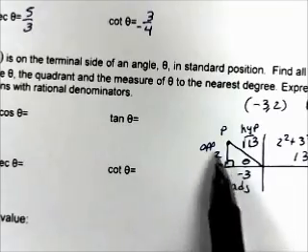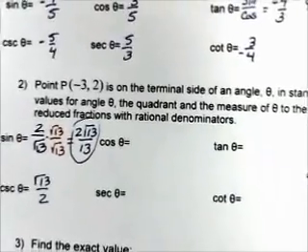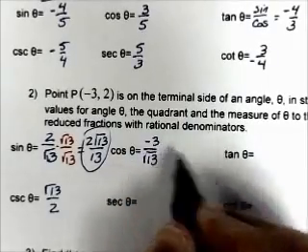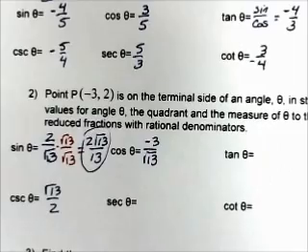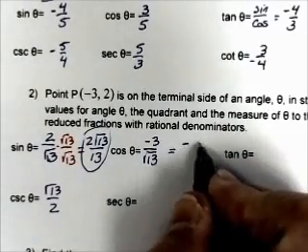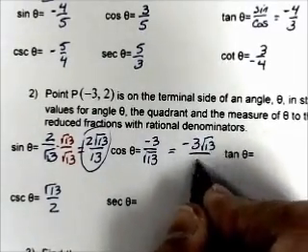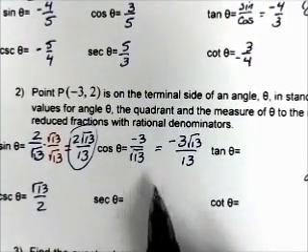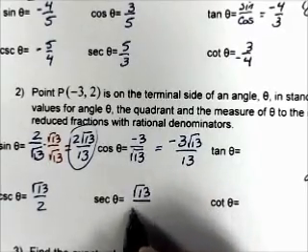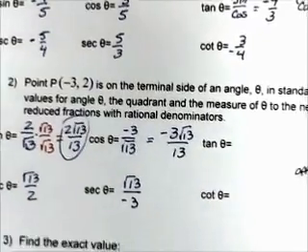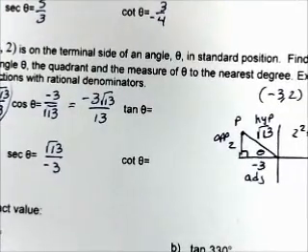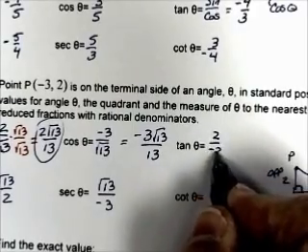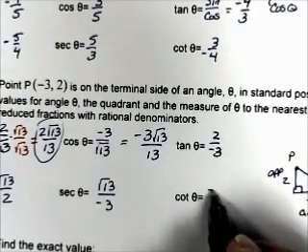Cosine. Cosine is adjacent over hypotenuse, so -3 over the square root of 13. And then when we rationalize, when we multiply by square root of 13 over square root of 13, we end up at -3 square root of 13 over 13. Secant would be the reciprocal, so the square root of 13 over -3. Tangent, that's TOA, opposite over adjacent, so that would be 2 over negative 3. And cotangent, the reciprocal, negative 3 over 2.